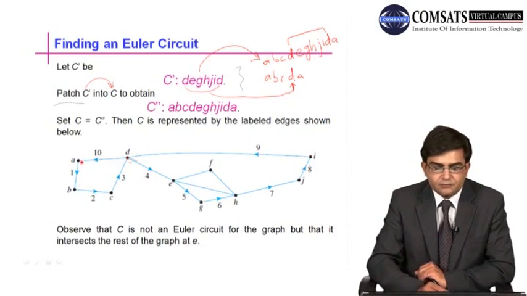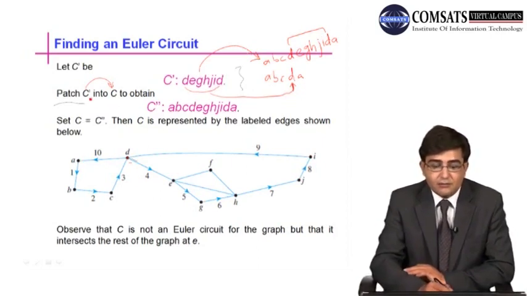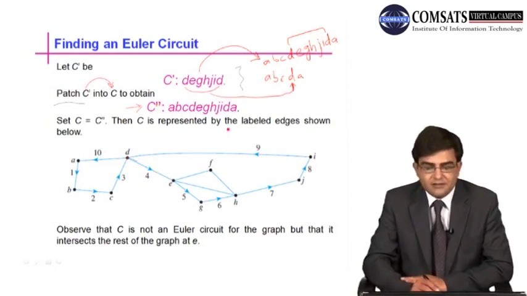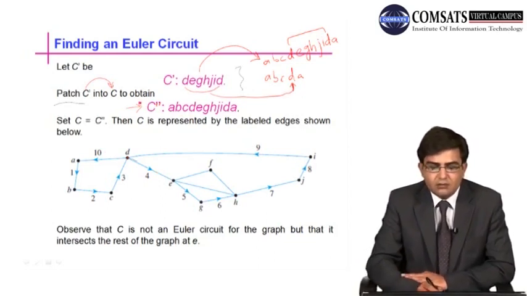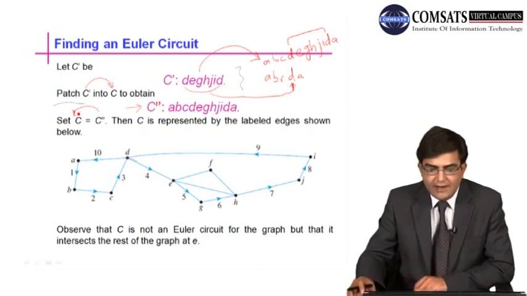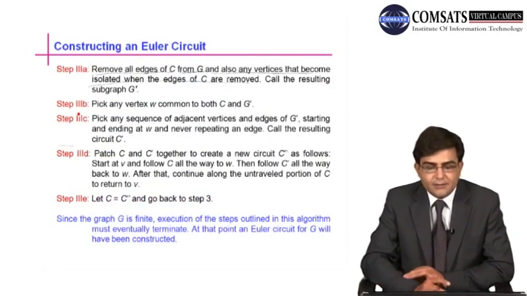So this, we call this new circuit which we obtain by inserting C dash into C. We call it C double dash. This C double dash is the new circuit which we have constructed. Now again call C double dash as C. We call it the circuit C, as was here in the steps.